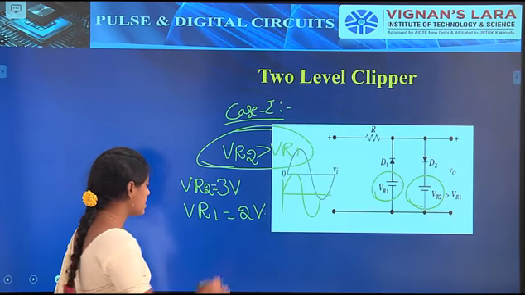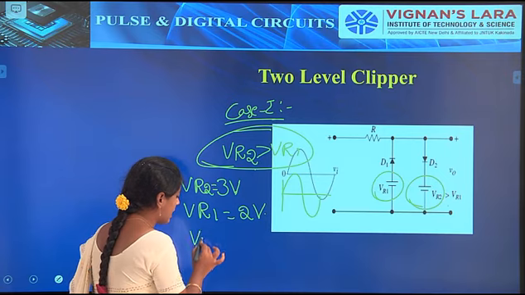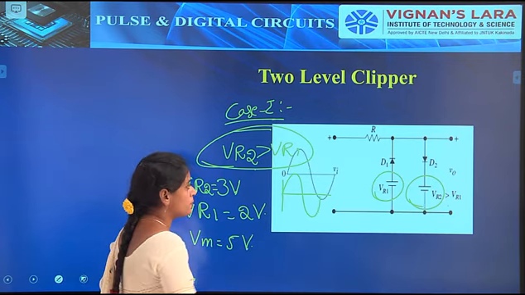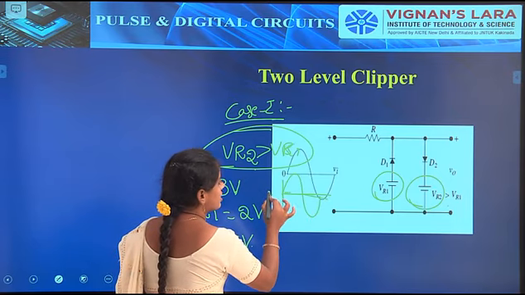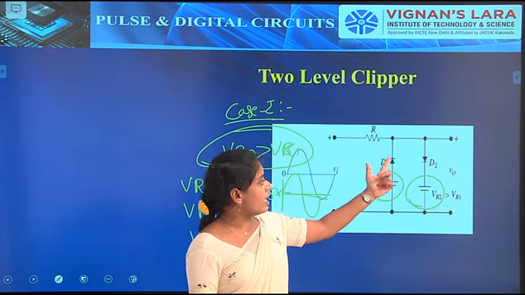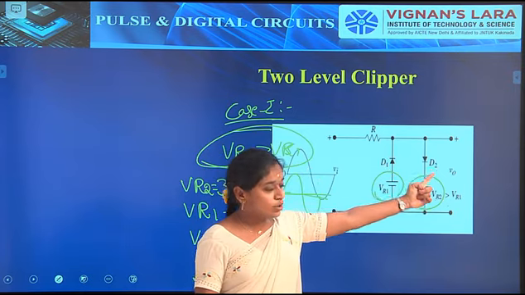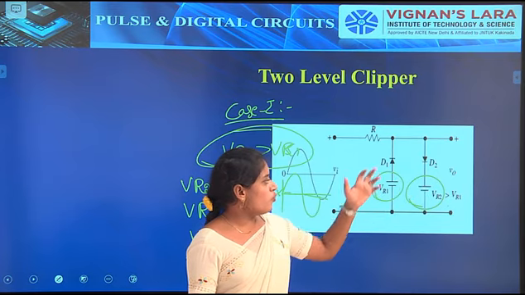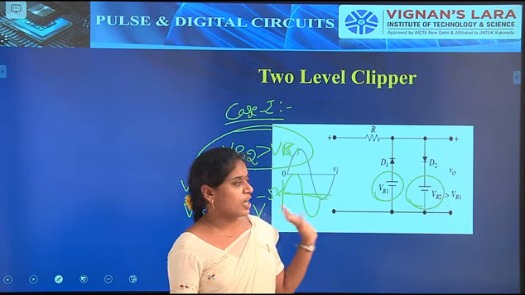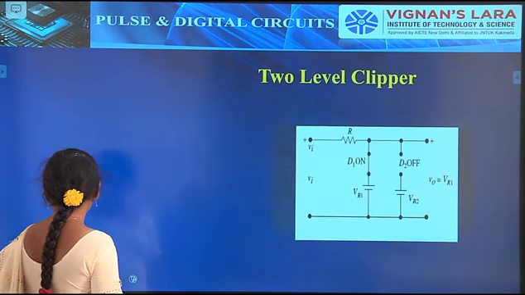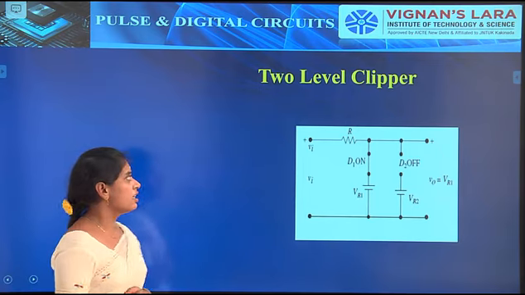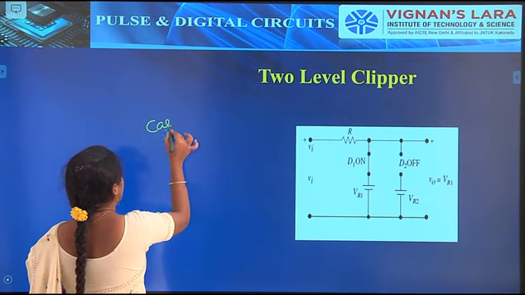For example, the sinusoidal input signal is taken as Vm equal to 5 volts, so I am applying a 5 volt peak signal to this circuit. The input is given to the diode D1 cathode terminal as well as the diode D2 anode terminal. What happens? We have to check the conditions and what the output is, and in which condition it produces this type of output. That is case 1.